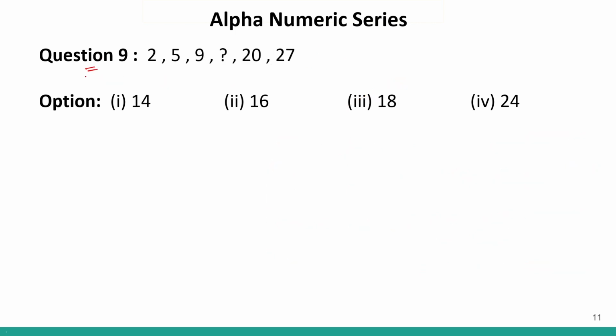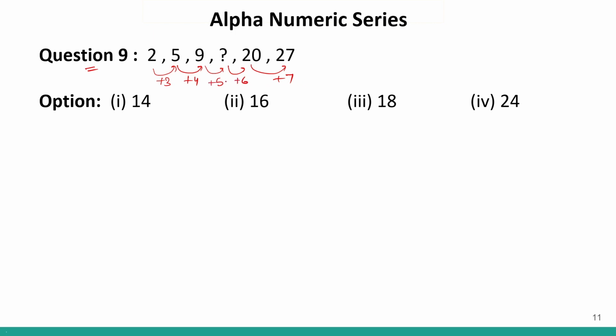Moving on to question number 9. We have 2, 5, 9, missing term, 20 and 27. Over here also I can see small jumps. Small jumps means we will assume that we are adding. So 2 to 5, this is plus 3. 5 to 9 is plus 4. 20 to 27 is plus 7. We need two more numbers, right? So I can see 3, 4, so the next numbers will be 5 and 6 and then 7.